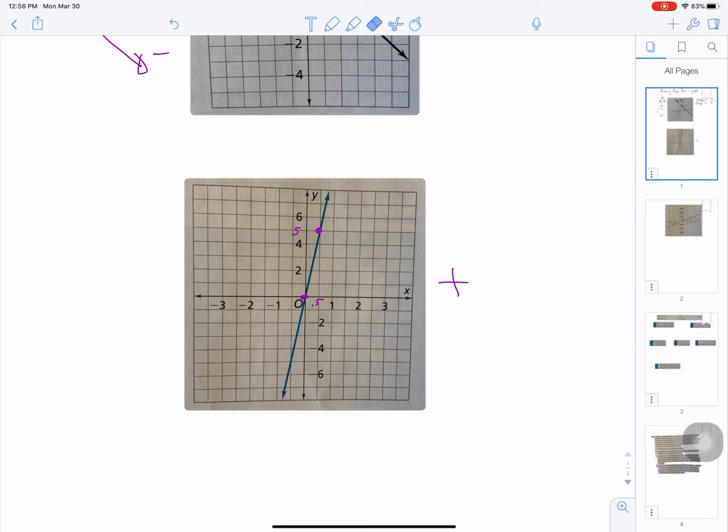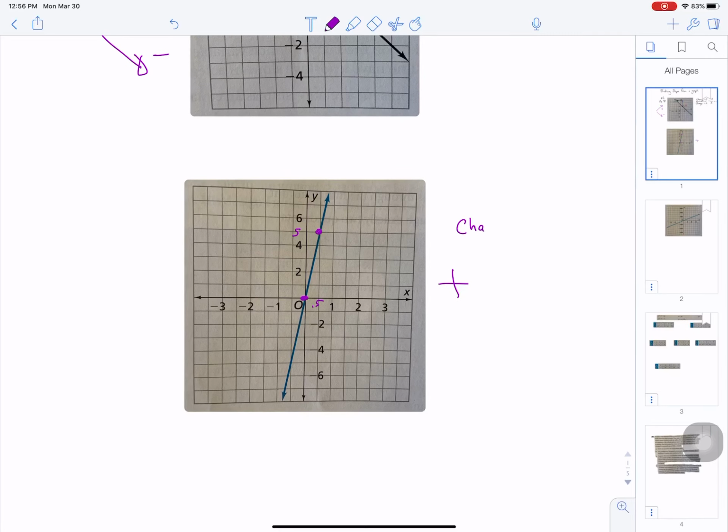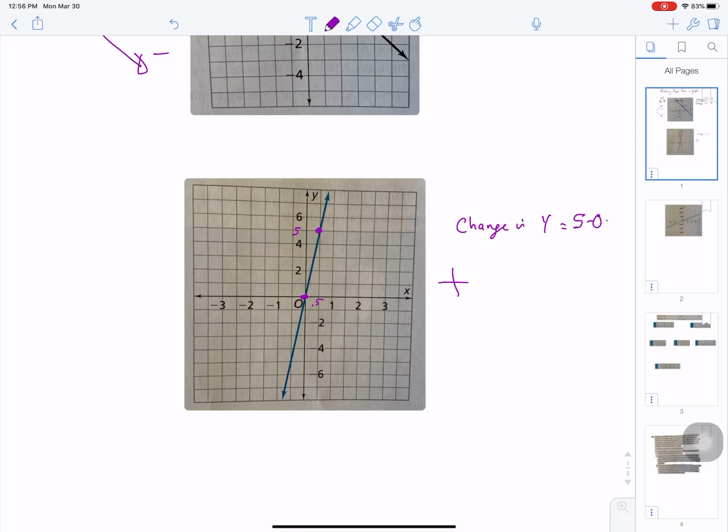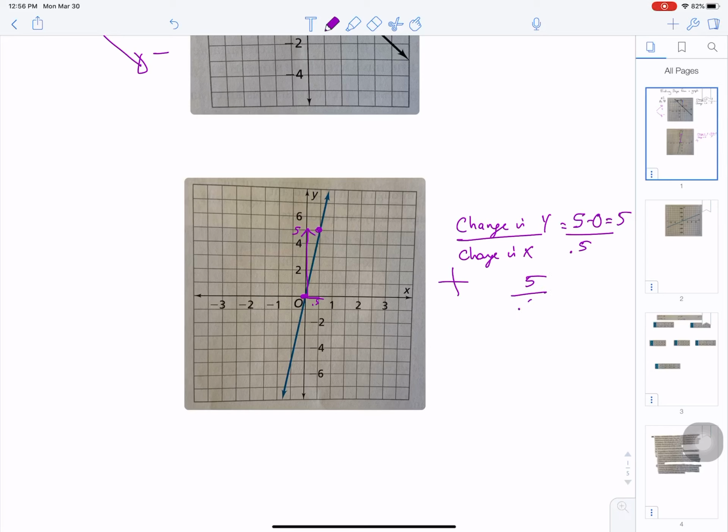So we're looking at the change in y. The change in y, which is 5 minus 0, really is 5. Or it goes up 5. And the change in x, well, it's that distance right there, which is 0.5. So now we have 5 divided by a half, which in this case is 10. And we know that it's a positive slope. So we're looking at a positive 10.